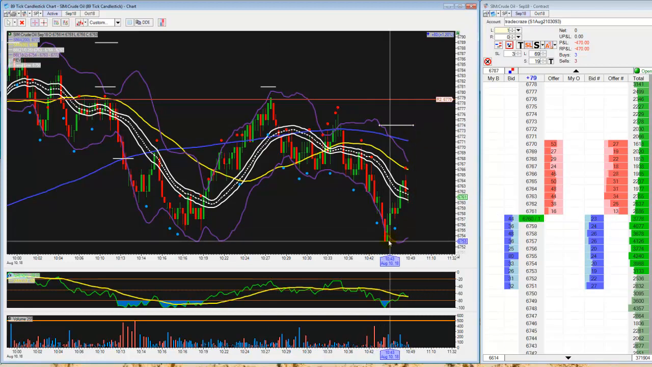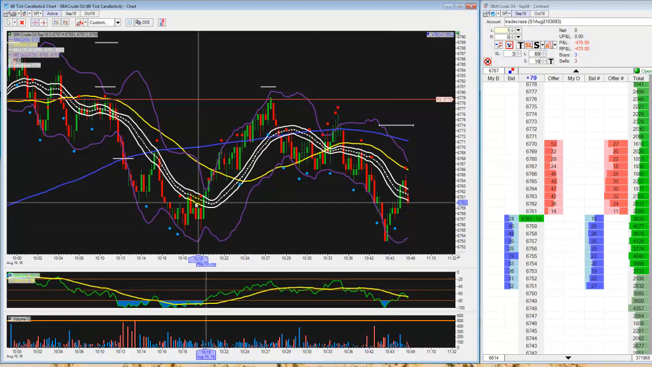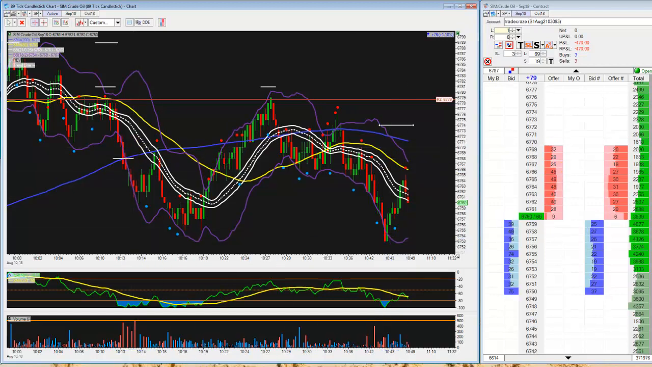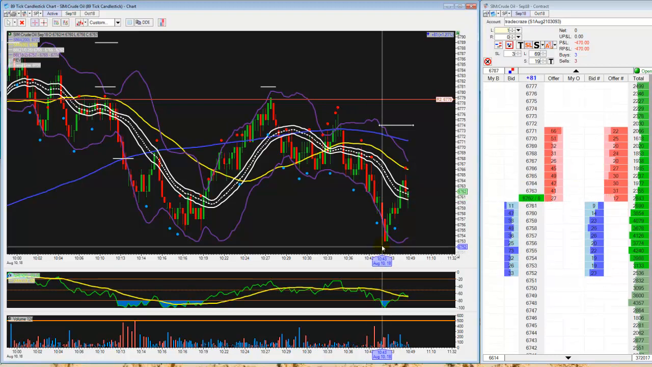Have we reached? No, we still haven't reached. 68 was entry point. 45 is a 1P target.